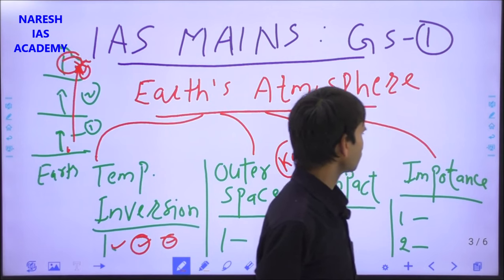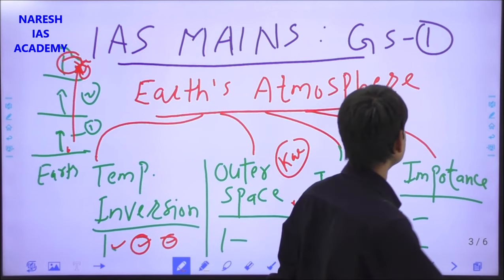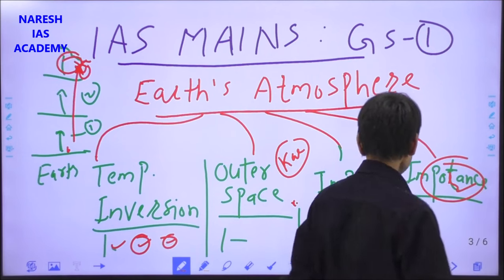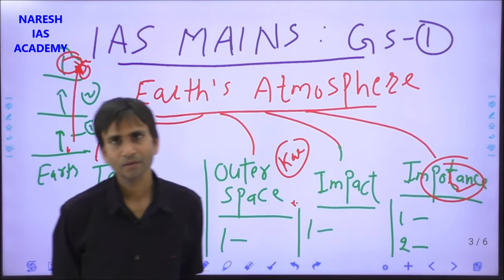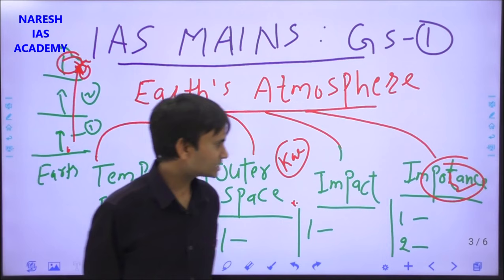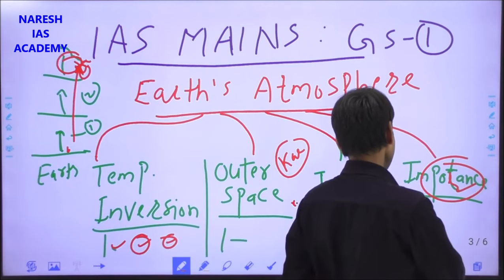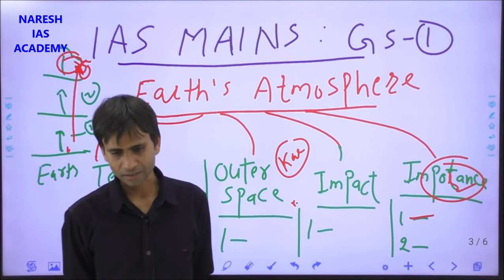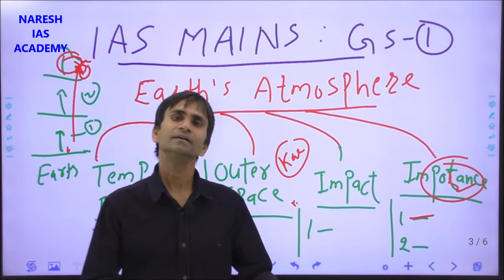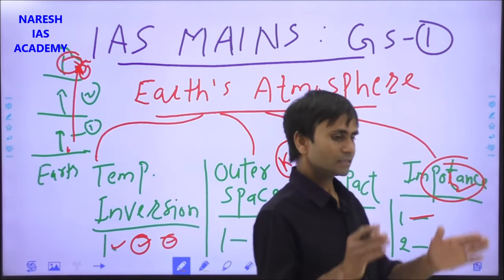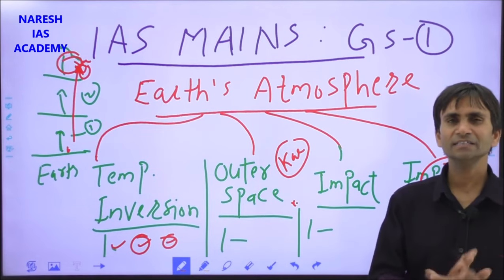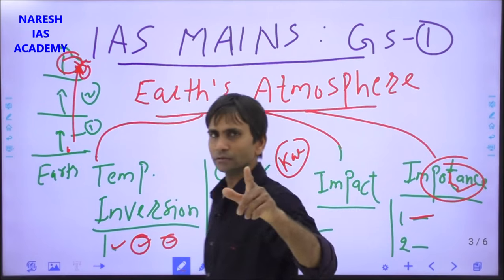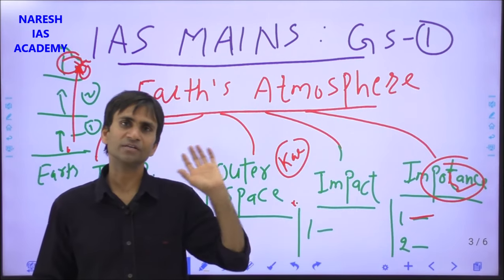So we can trace many human impacts on the environment and atmosphere. The last aspect is the importance of Earth's atmosphere. One is that the communication facility on the earth is strengthened or enlarged due to the atmosphere. If there is no atmosphere, there is no possibility of communication.